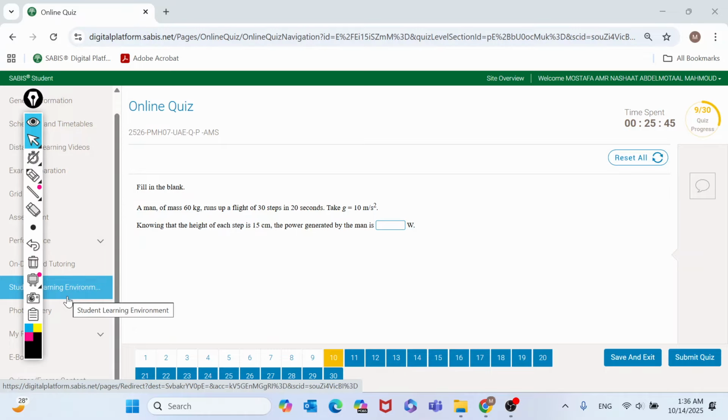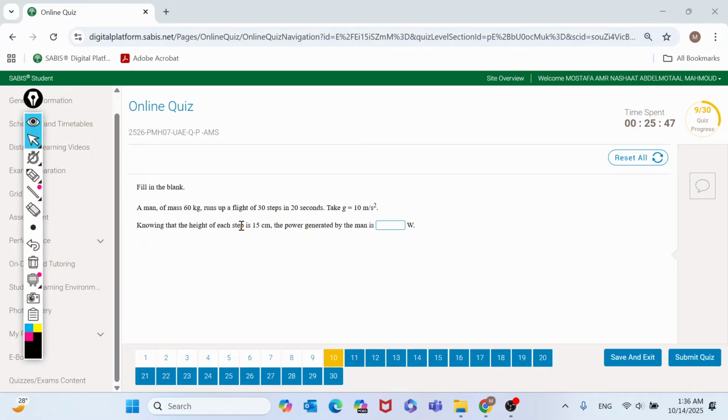Okay, a man of mass 60 kg runs up a flight of 30 steps in 20 seconds. Take g equals 10 meters per second squared, knowing that the height of each step is 15 centimeters. Okay, so what do they want? The power. So they want the work over the time. Power equals work over time. Time is 20 seconds. But how do we find the work?